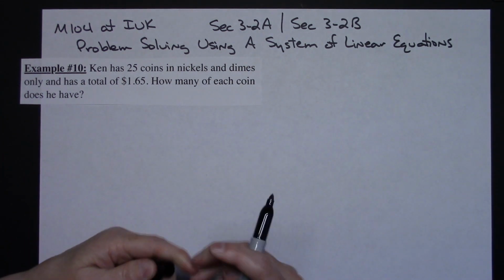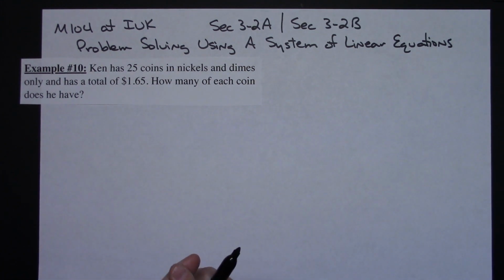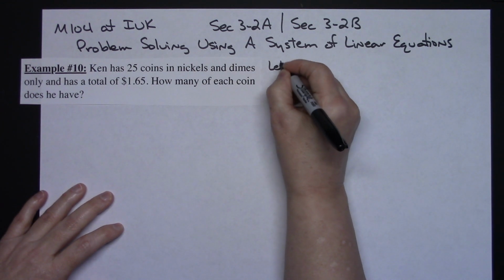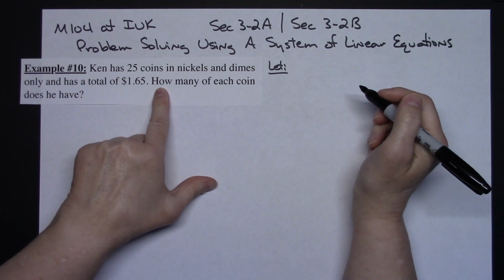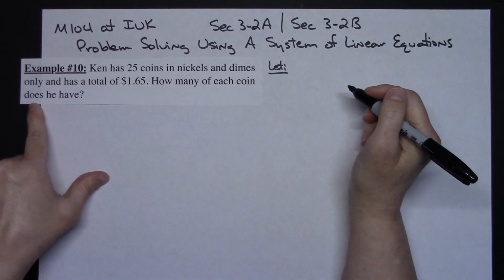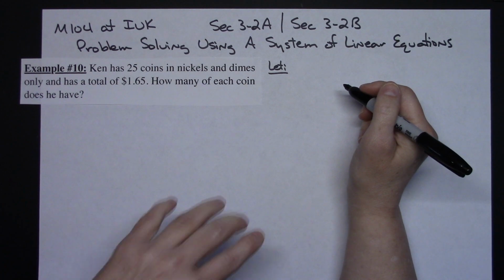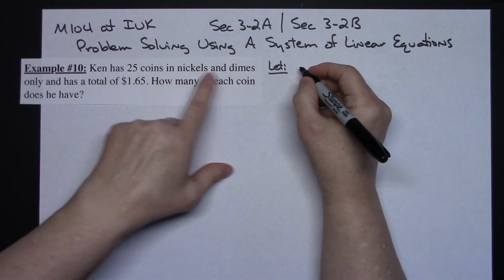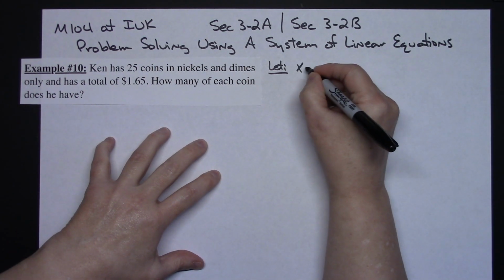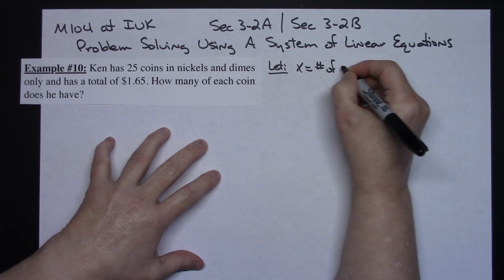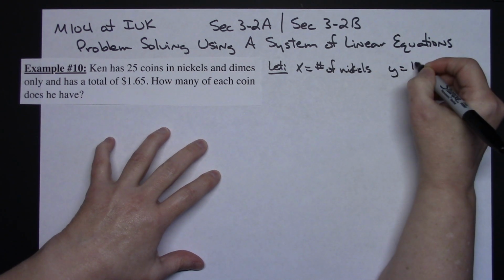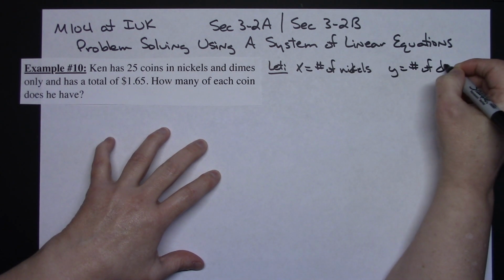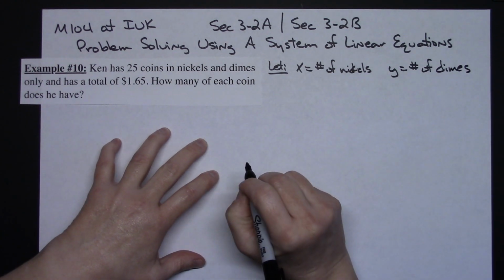Alright, so like we have done in all of the other videos, we're going to define the variables, write a system of equations, and then solve it. So I'm going to start by defining my variables. You always go to the question and see what the question is asking for. How many of each coin does he have? That's going to be your clue as to how you're going to define your variables. So I've got nickels and dimes, so I'm going to let x equal the number of nickels, and y is going to be the number of dimes. Okay, so I've defined my variables.